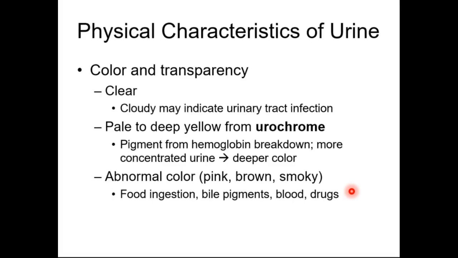It's going to be a very short-term solution. Now, normal color, urine should be clear and pale yellow. If it's cloudy, that might mean there's a urinary tract infection. That probably means there's white blood cells in it. If it's darker yellow, that means you're dehydrated for the most part. If it's pink, brown, or smoky, it could be from the foods you ate. It could be something not harmful at all. It could be beets. It's okay. Bile pigments, blood, or drugs. Some drugs will alter the color of urine considerably.